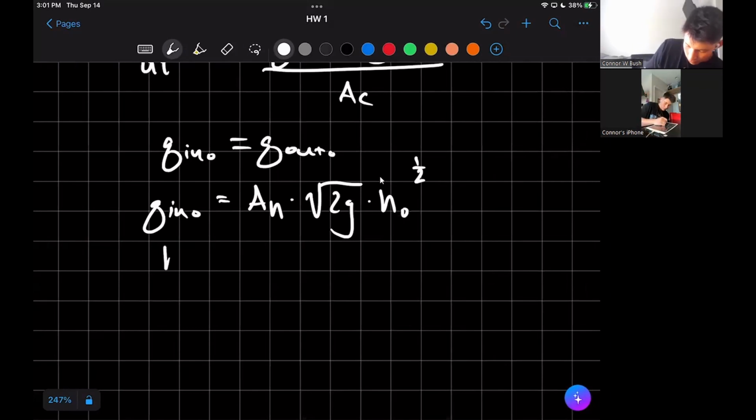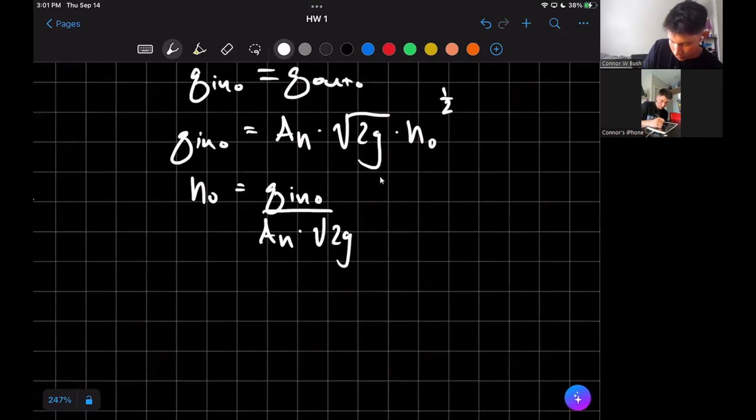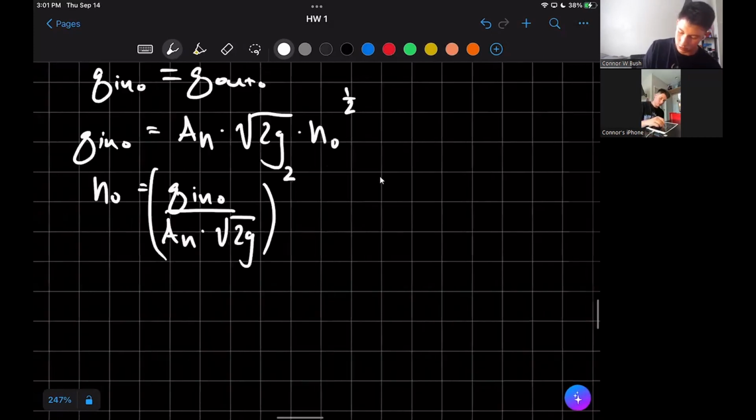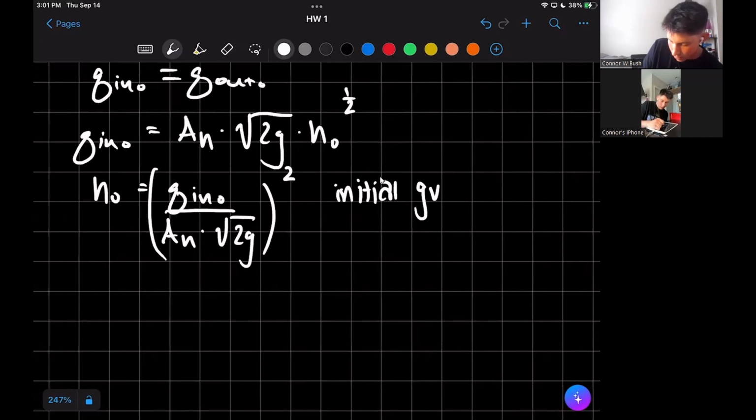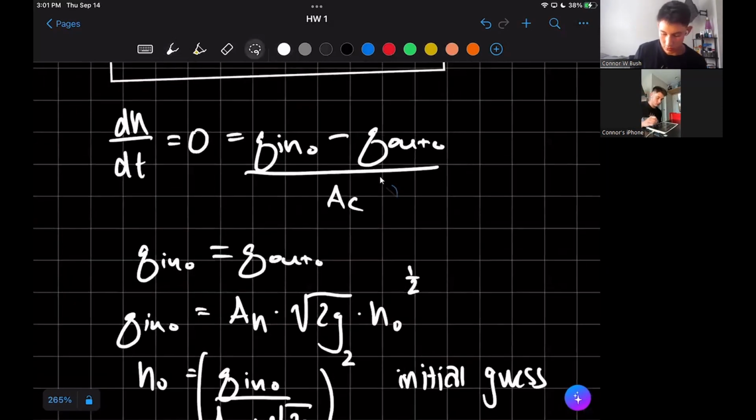And then if we solve for H naught, we are left with the initial flow rate going in divided by the cross-sectional area of the hole multiplied by radical 2G, this entire expression squared. So this is our initial guess for the height that we are going to be using in the ODE solver. Now, like I said, we need to determine an expression for AC.